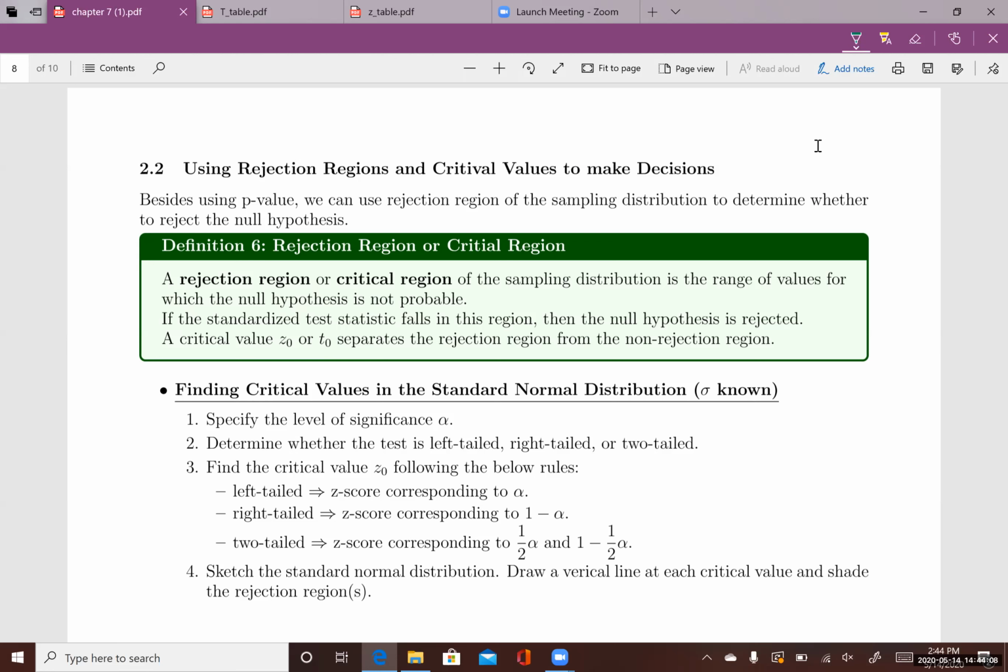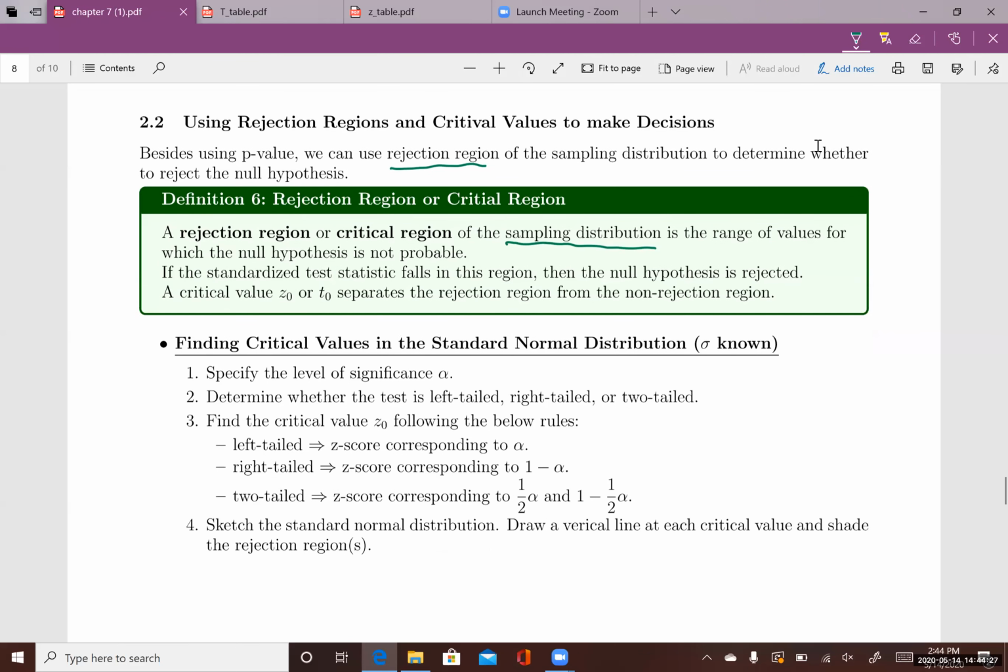So besides using the p-value, you can use rejection regions of the sampling distributions to determine whether you reject the null hypothesis. Rejection regions or critical regions of a sampling distribution is the range of values for which the null hypothesis is not probable. If a standardized test statistic falls into this region, then the null hypothesis is rejected. A critical value Z0 or T0, depending on which distribution you're using, separates the rejection region from the non-rejection regions.